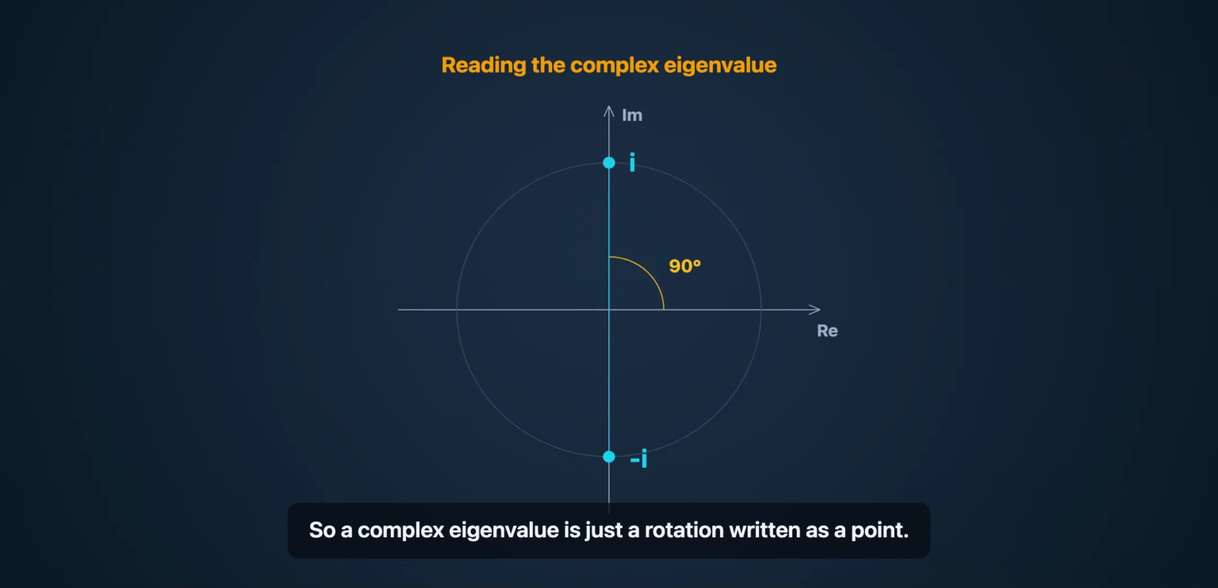So a complex eigenvalue is just a rotation, written as a point. Its angle is how far it turns, and its distance from the center is how much it scales. Sit on the circle and it is pure rotation. Outside, it also grows. Inside, it shrinks. That single picture drives the stability of every spinning, oscillating system.